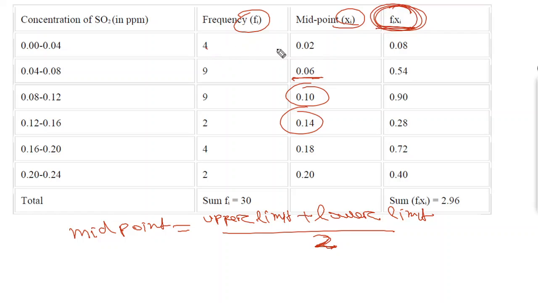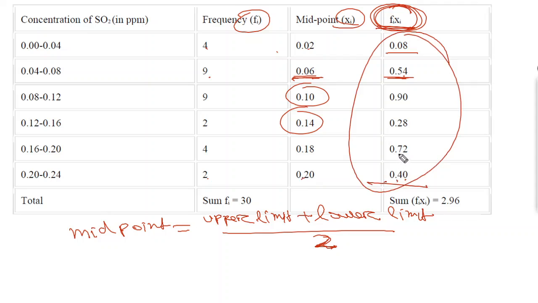So 4 into 0.02 is equal to 0.08. 9 into 0.06 equal to 0.54. Similarly, please multiply all of them. Here 2 into 0.20 equal to 0.40. After multiplication, find the sum: 0.40 plus 0.72 plus 0.28 plus 0.90 plus 0.54 plus 0.08. So the sum of fi xi will be equal to 2.96.